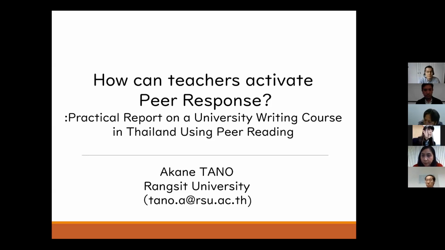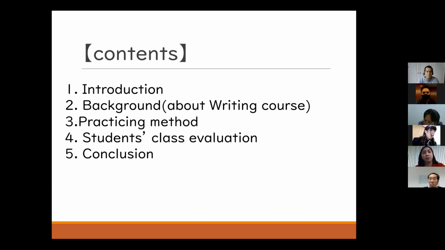Today, I'd like to talk to you about how teachers can activate peer lessons. It's a kind of practical report on a university writing course. At the beginning, I'd like to show you the content of my presentation. I've divided my part into 5 parts: introduction and background, practicing method, student evaluation, and conclusion.